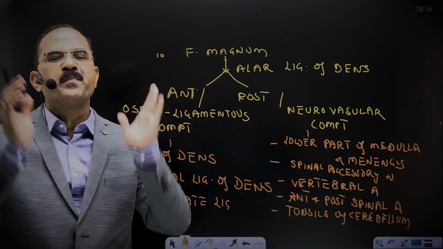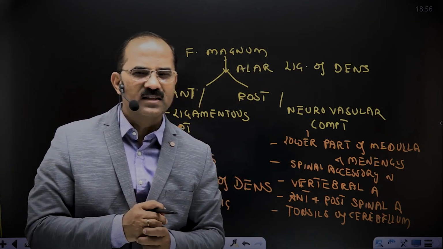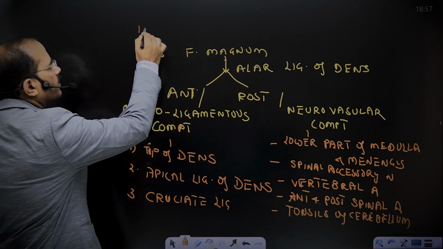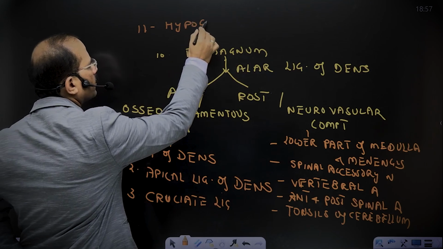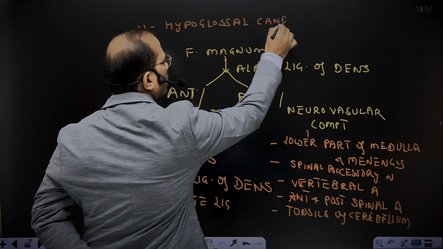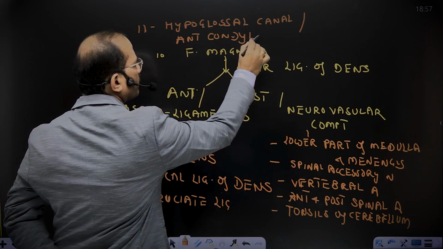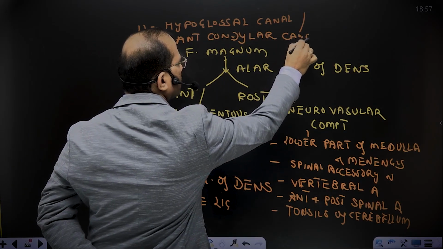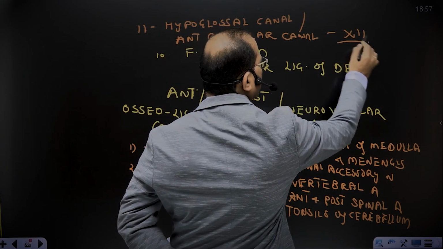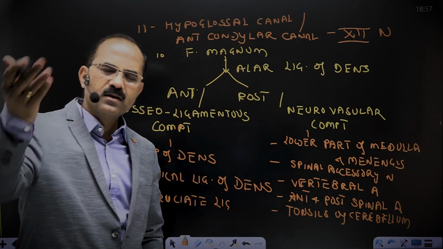I've told you in detail about the foramen magnum and the structures passing through it. Is this clear? Just one last foramen is left for us. What was that number? 11. Number 11 is the hypoglossal canal, also known as the anterior condylar canal. What passes through it is the hypoglossal nerve.